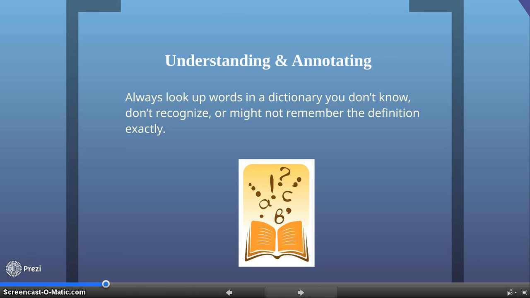Always make sure that you're looking up words in a dictionary that you don't know, that you don't recognize, or maybe you don't remember exactly. A lot of times we pick up an intuitive meaning for a word rather than the exact meaning. Please look it up. This can make a big difference between understanding a point and completely missing it.